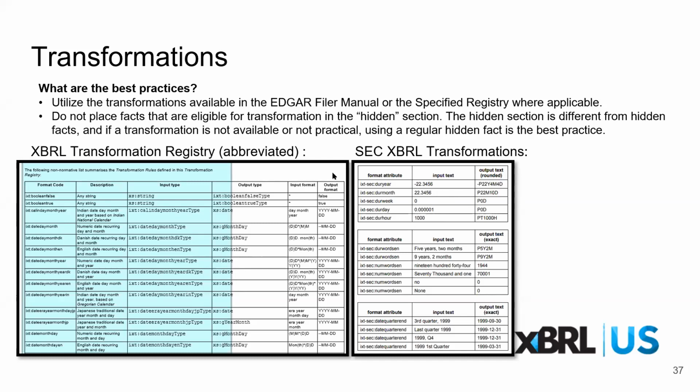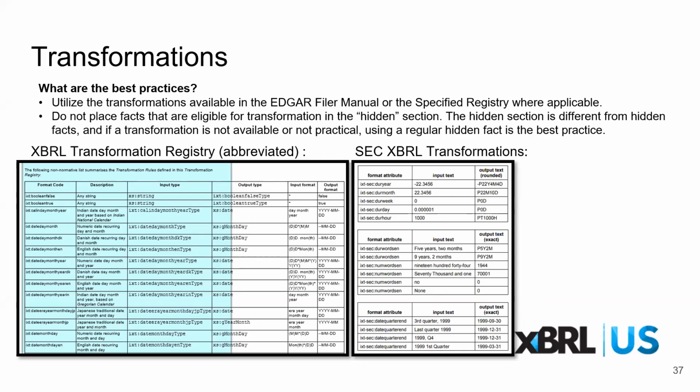You're going to want to use the transformations listed in the Edgar Filer manual or in the specified registry wherever possible. So not only are there Edgar transformations, there are just base ones that come with iXBRL. And you can use either one in iXBRL to do your transformations. And one other thing to keep in mind when you're doing transformations, Anna mentioned hidden facts. There are two kinds of hidden facts you can do.